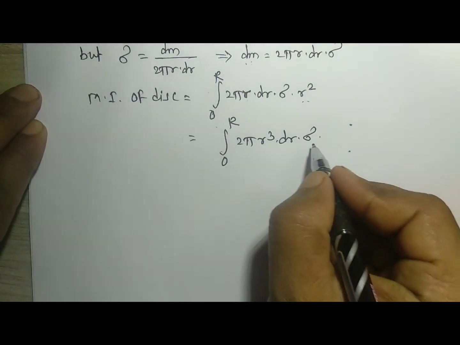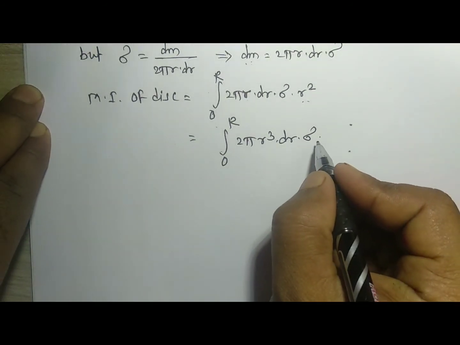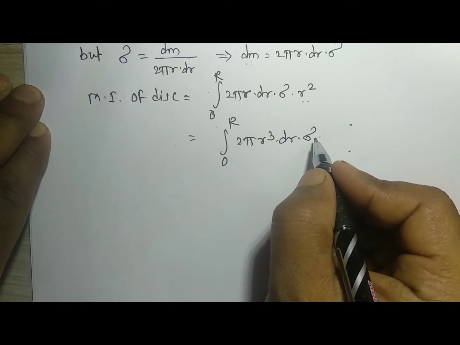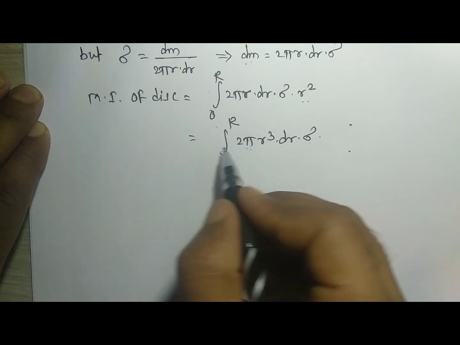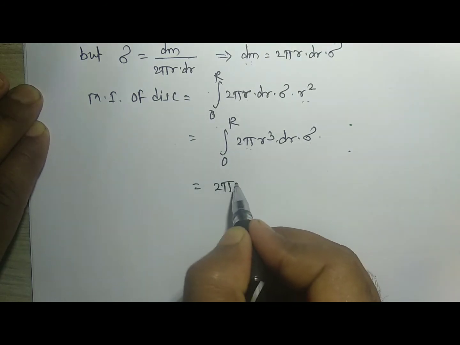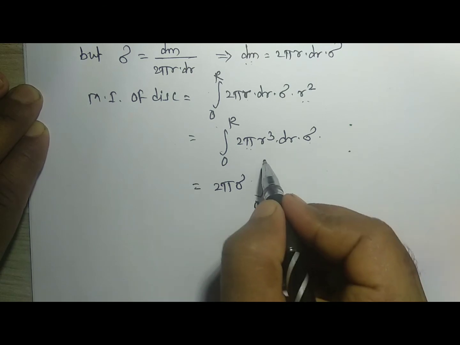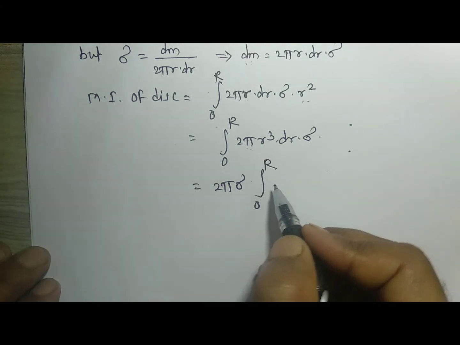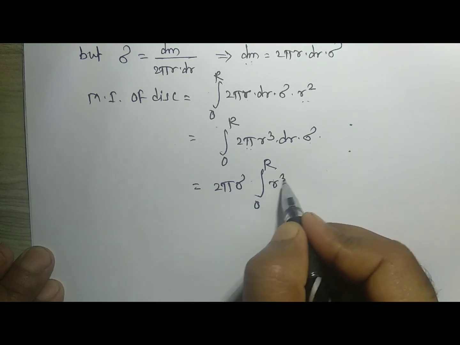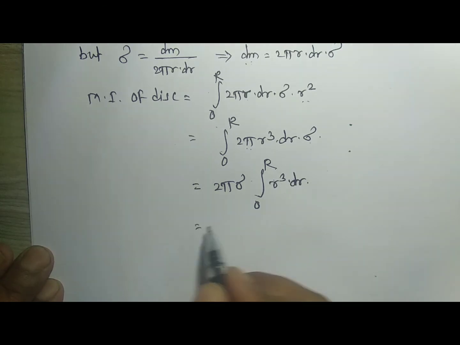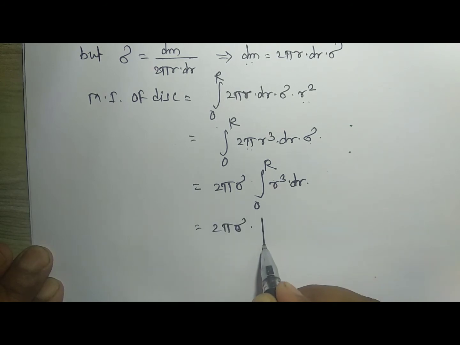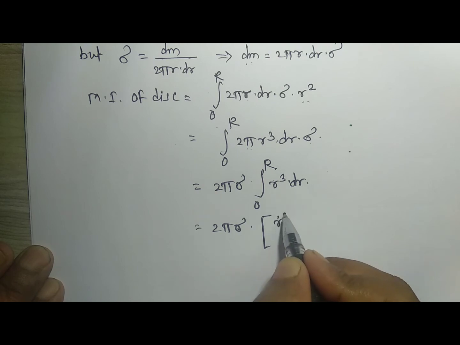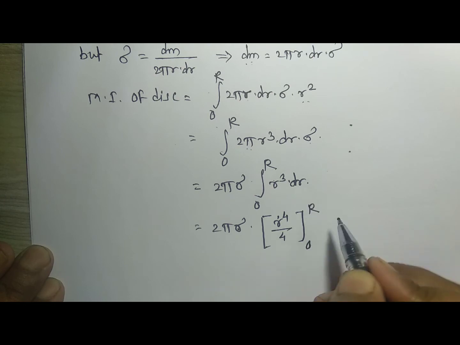Right now the sigma is the surface density, which is constant everywhere because our disk is uniform. 2 pi is also a constant, and therefore those constants are taken outside the integration. 2 pi sigma are taken outside and we integrate r cube into dr from 0 to R. The integration of r cube into dr is nothing but r raised to 4 divided by 4, with the lower limit and upper limit applied.